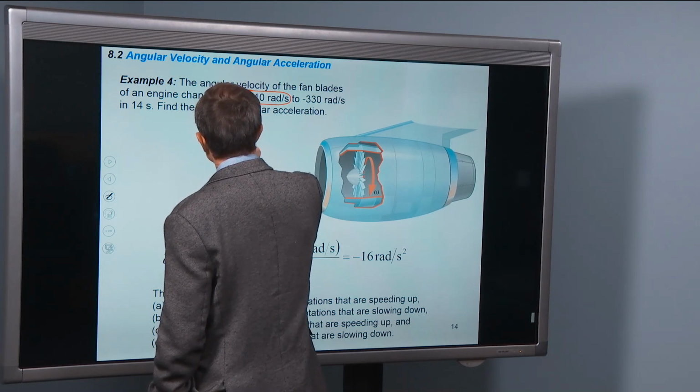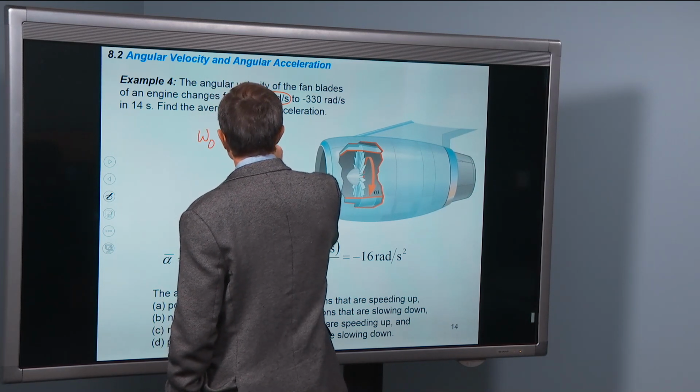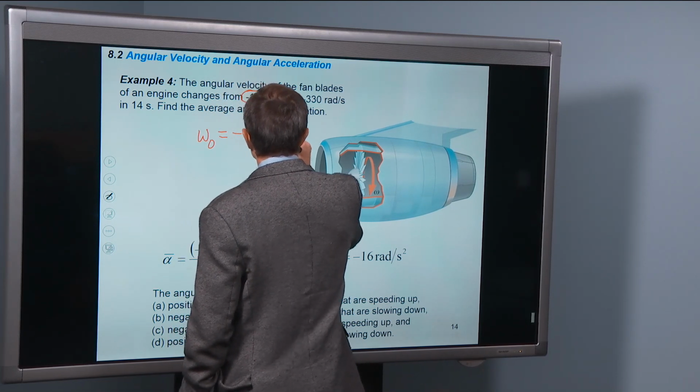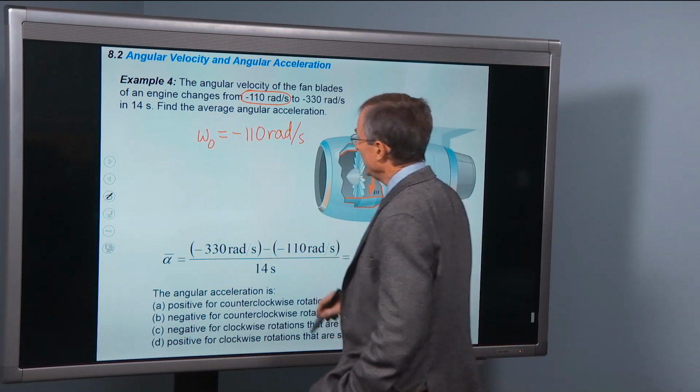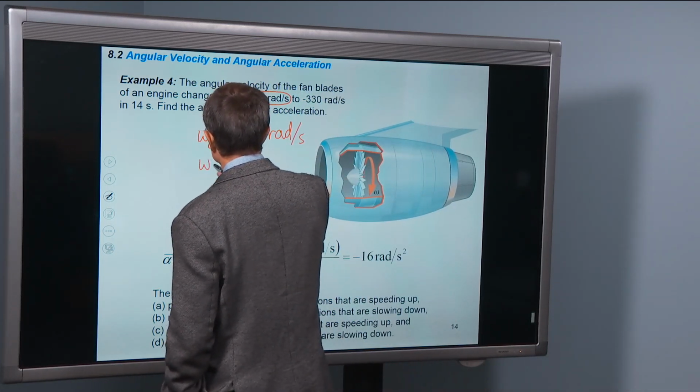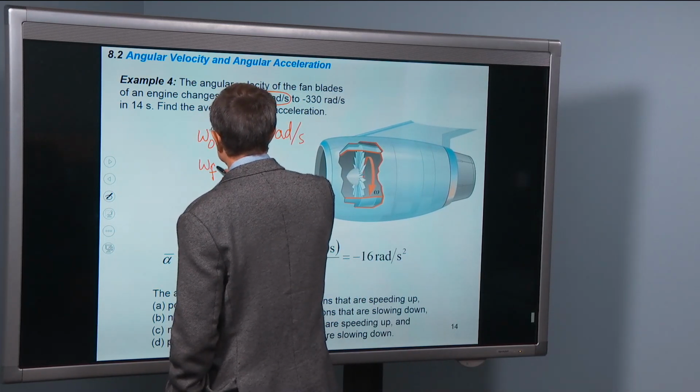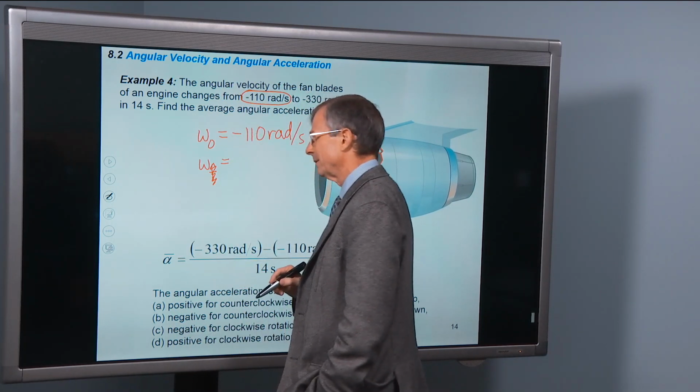The initial angular velocity is negative 110 radians per second. Okay? And the final angular velocity, we just normally call it omega.